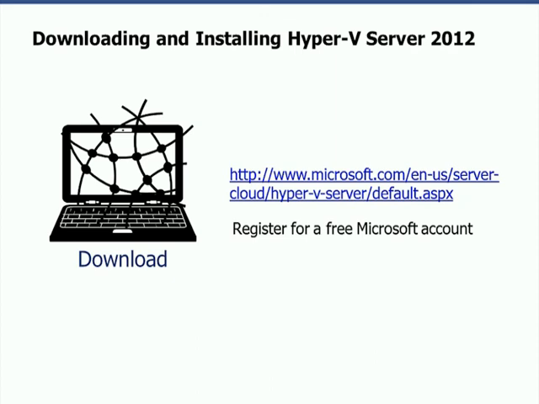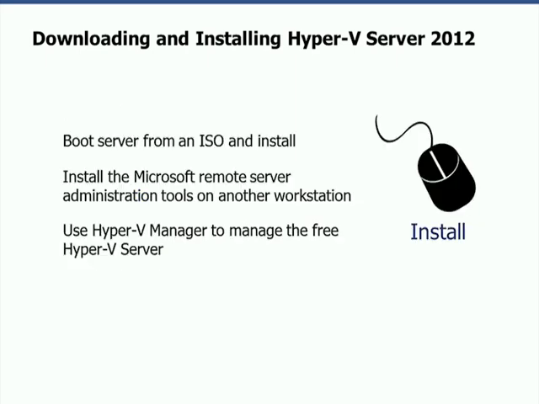All right, to wrap up this lesson, we just completed downloading Hyper-V Server 2012, the free edition. We booted that server actually from an ISO. We did it inside a virtual machine to test it, but of course you could also do it on a physical server. From there, we used another Windows server that already had Hyper-V Manager to manage the new free Hyper-V server, but we could have also installed the Microsoft Remote Server Administration tools on my local workstation.